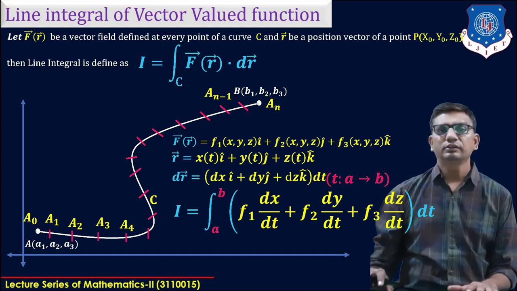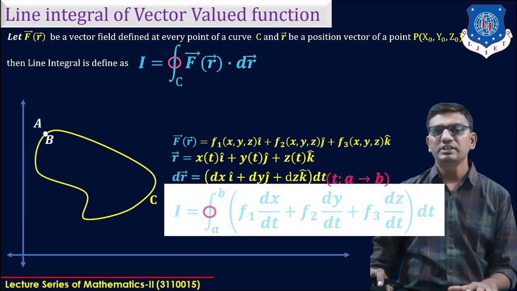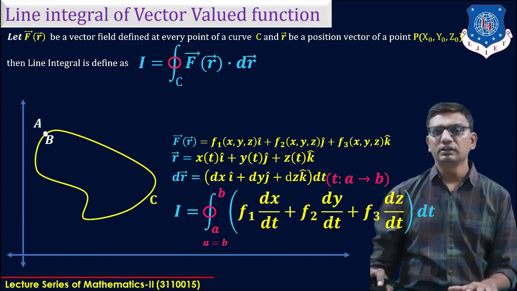Now if the path of the line integral is a simple closed curve C, that means A and B are equal, then the line integration is denoted like this.